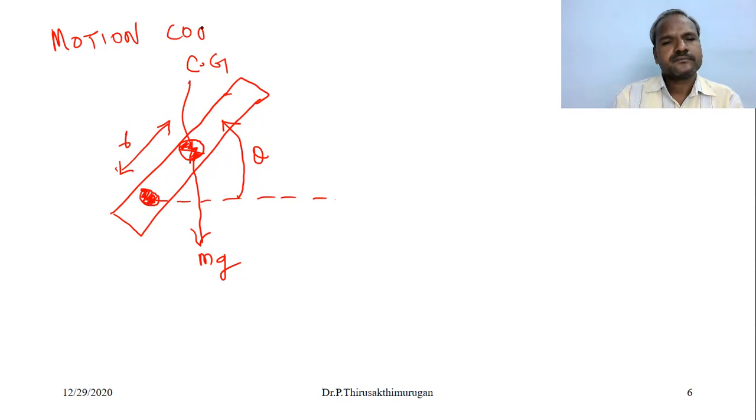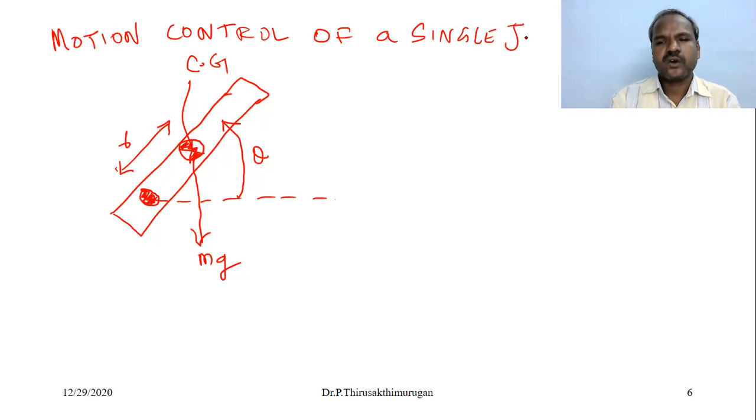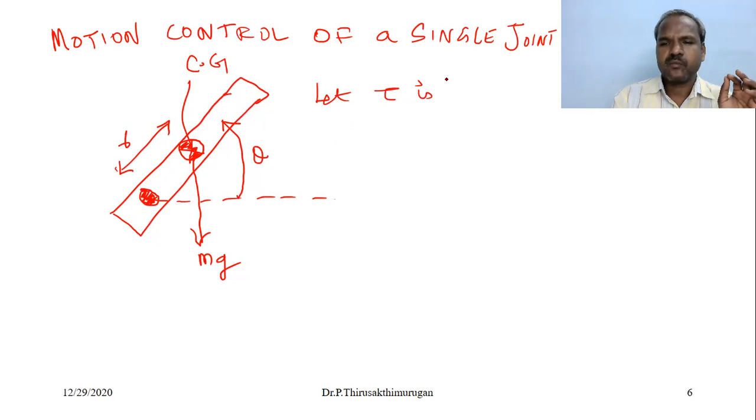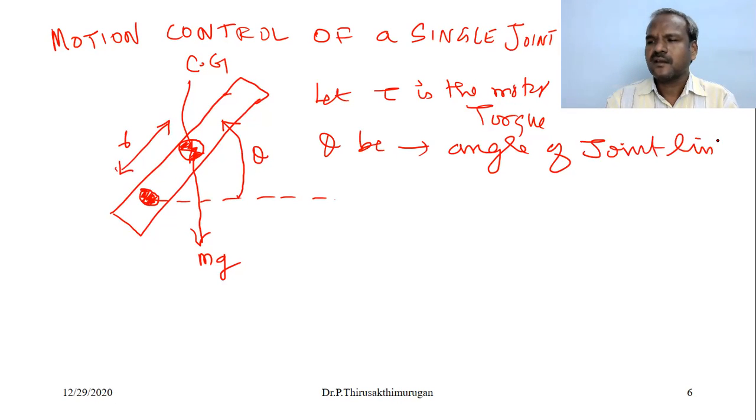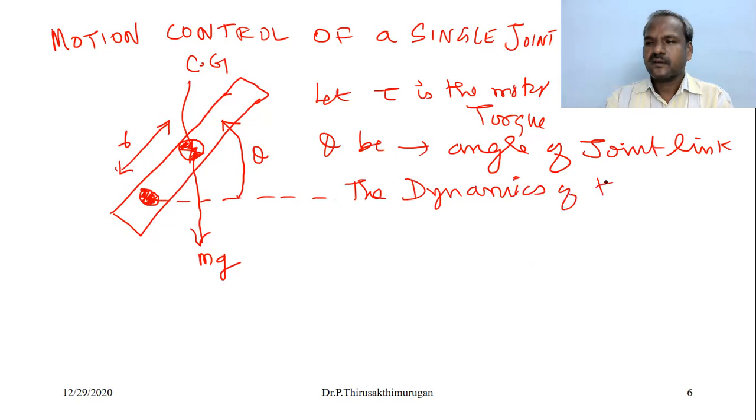Motion control of a single joint. Understand? Single joint. So consider a single motor attached to the joint, as shown in the figure. Tau is the motor torque, and theta is the angle of the joint link. So the dynamics of the joint or link can be written as, I've already discussed the dynamics in the previous class.